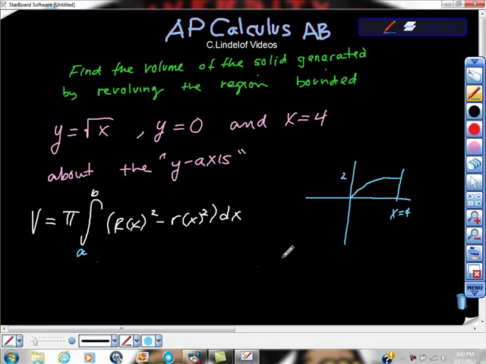Alright, AP Calculus AB. We're going to find the volume of a solid generated by revolving the region bounded by y equals the square root of x, y equals 0, and x equals 4. And here's my beautiful little picture here. We're going to do something different right now. We're going to revolve this around the y-axis.